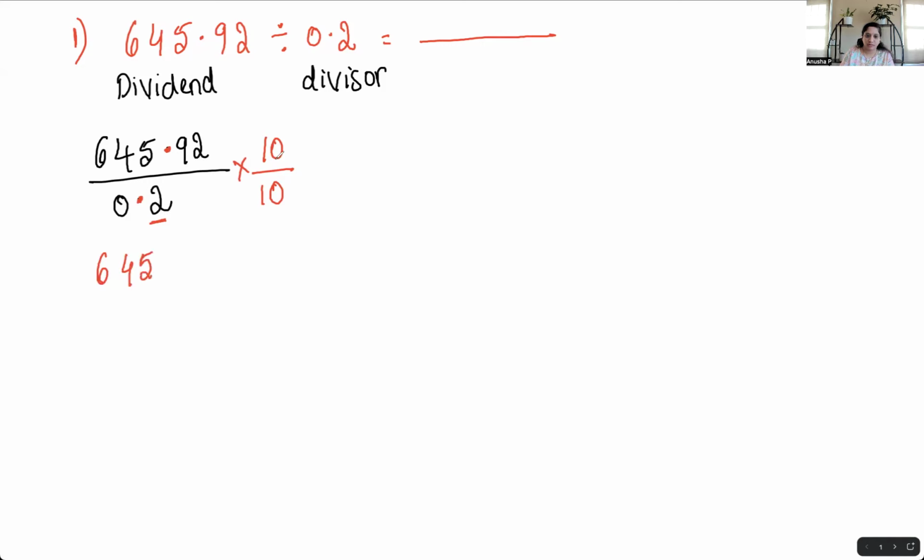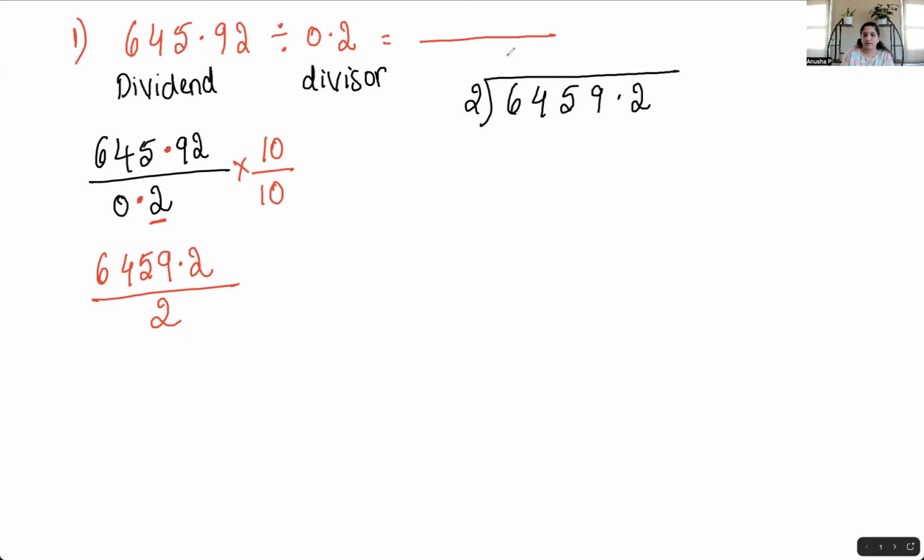645. Because you're multiplying by 10, you will move the decimal point one step to the right and it will become 9.2, and the denominator will become 2. Okay, so now we can start doing the division. So 2 here, so 6459.2 and then we will do the division.